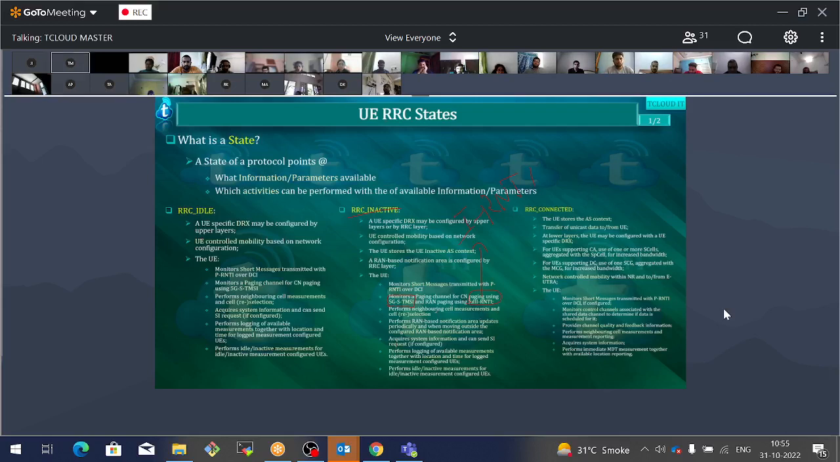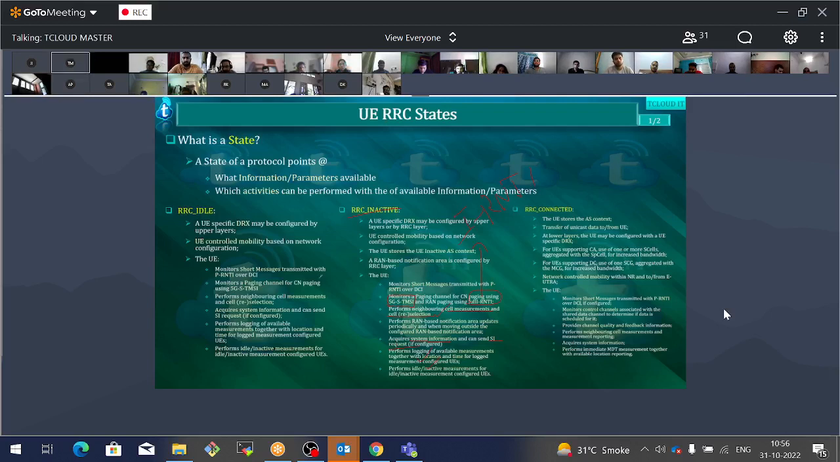So the mobile's activities are almost the same as in idle mode. It will be performing measurements and selecting the cell on its own, and it can acquire system information either by requesting it, or continuously if the system information is arriving, you download it. And of course the mobile can log measurements in the idle or inactive state. Once the mobile comes into the active state, it can send these idle mode or inactive measurement reports to the network, if the network has asked you to measure those things.